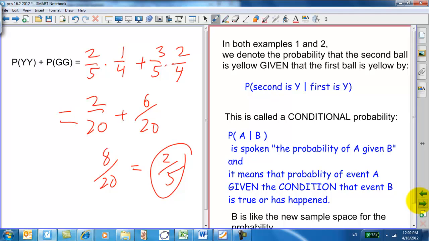So in both examples 1 and 2, we denote the probability that the second ball is yellow, given that the first ball is yellow, by this. We use this vertical bar. This is called conditional probability. It's spoken, the probability of A given B. So this vertical bar is designating whatever comes after is the new condition. Probability of event A given the condition that event B is true or has happened. B is like the new sample space for the probability.